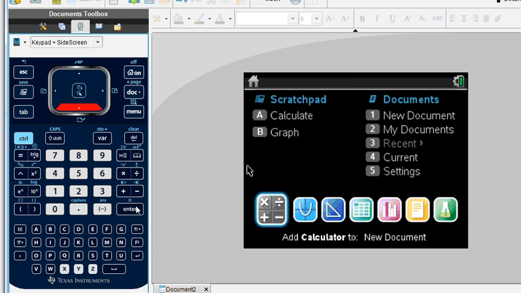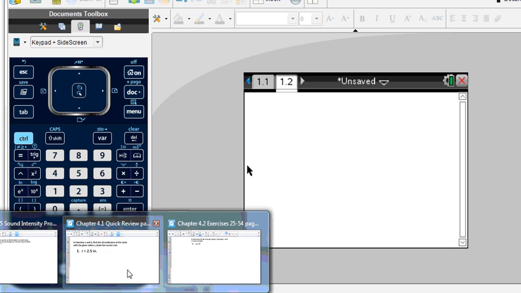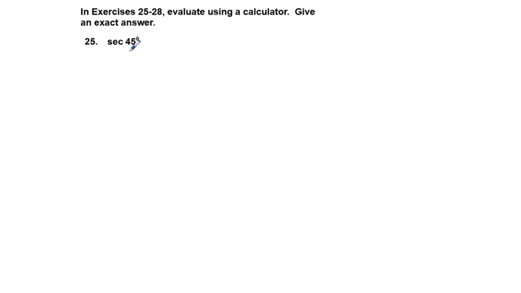Okay, now we're to this section of the calculator and the exercises. We're trying to find the secant of 45 degrees. And so we're going to go enter that into our calculator. A lot of calculators don't have a secant. If you don't have a secant, it is the reciprocal of cosine. So if you needed to, you could rewrite the secant of 45 degrees as 1 over cosine of 45 degrees.